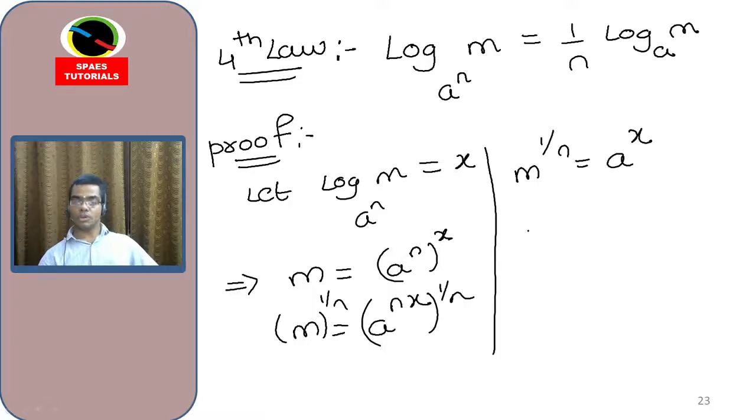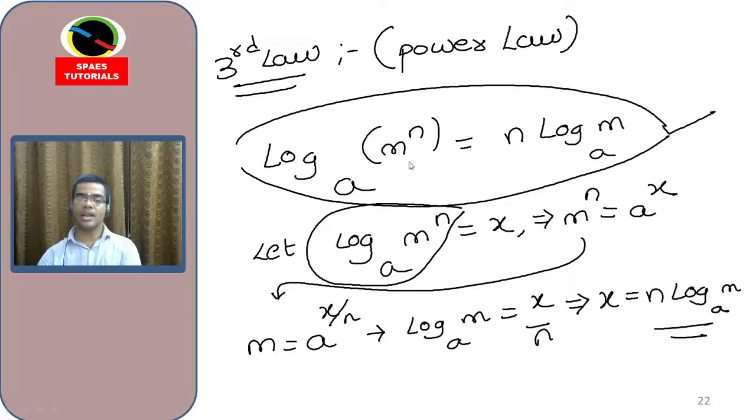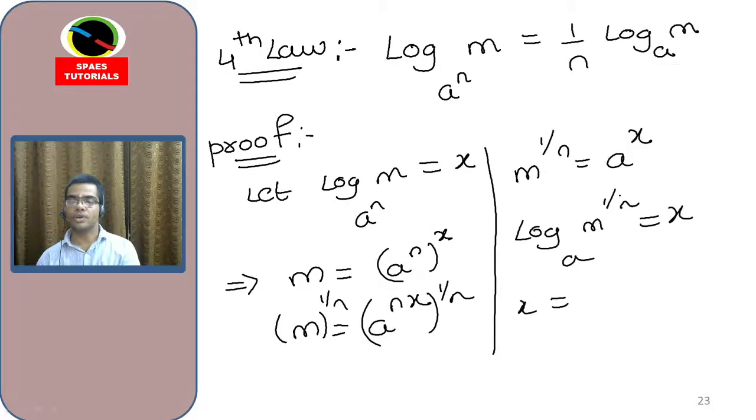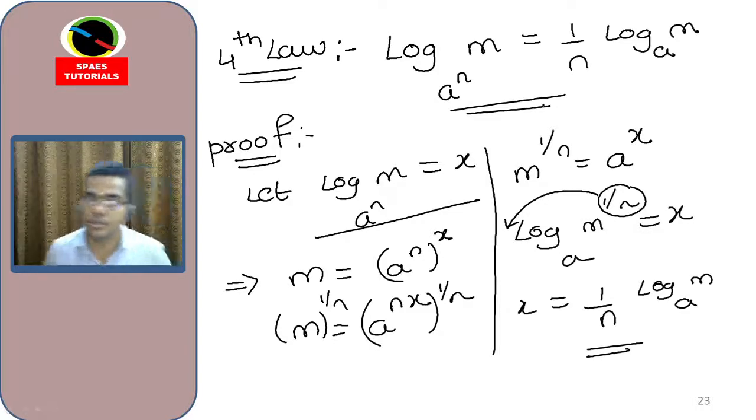Now if you know this, you can write it in logarithmic notation: log m power 1 by n base a is equal to x. Now according to the power rule we learned before, this power is going to come outside. The same thing we do here. This 1 by n is going to come out, so it becomes 1 by n log m base a. Hence proved. x we had taken as log m base a power n, but here we are getting the answer as 1 by n log m base a. That is our law. So it should be very clear, students. We'll go ahead.